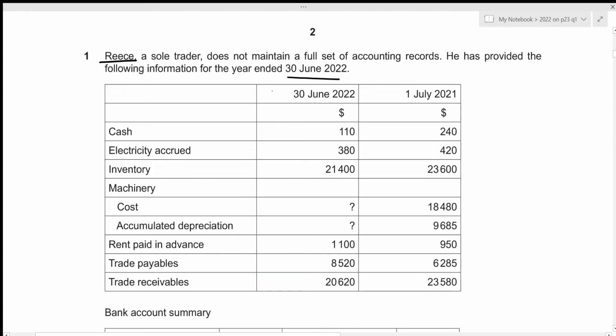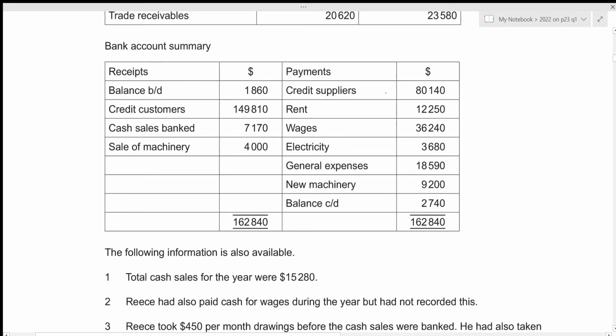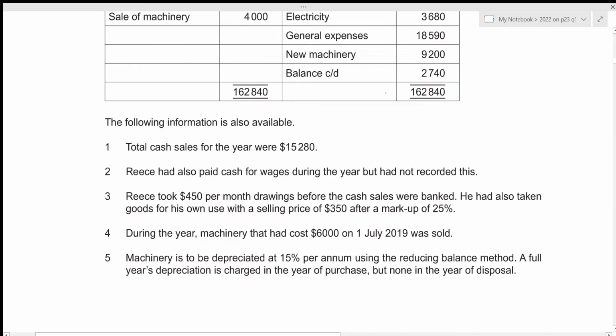Alright, so we're given the amounts at the date of 30 June 2022, which is the ending date, right? And we have the amounts at the date of 1st July 2021, which is the beginning date. Okay, then we are also given the bank account summary as well as some additional information. Let's have a look at the additional information. Total cash sales for the year were 15,280. Reese had also paid cash for wages during the year but had not recorded this. Okay, so the wages paid by cash is not present in the above information.